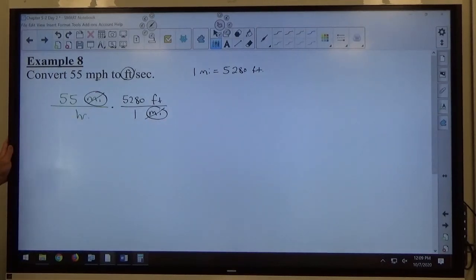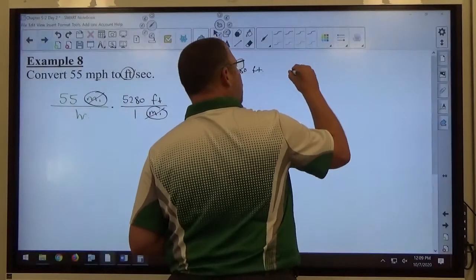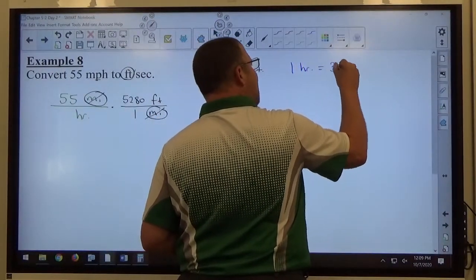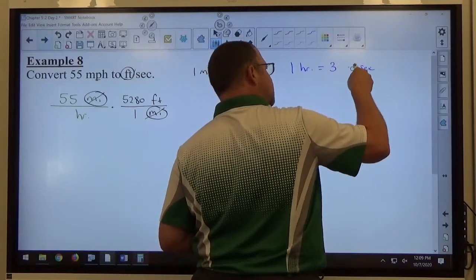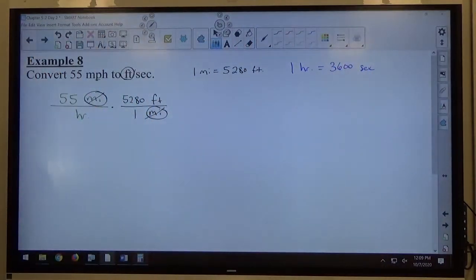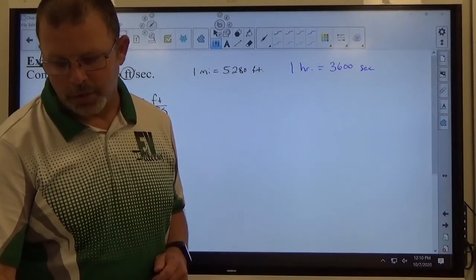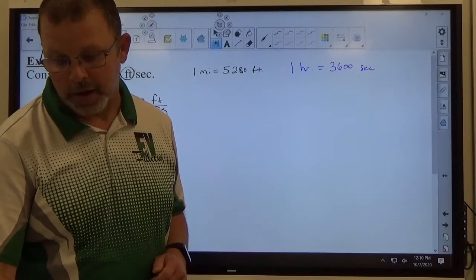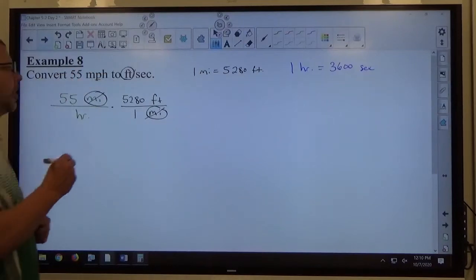Again, converting miles to feet has no effect on hours. Converting hours to seconds has no effect on miles and feet. So you have two separate things to do. The second fact I know is that 1 hour equals 3,600 seconds. That's a fact. And in time, 1 minute equals 60 seconds, 1 hour equals 60 minutes, or 1 hour equals 3,600 seconds, and 1 day equals 24 hours. So everything about time that you need to know, 1 hour equals 3,600 seconds.